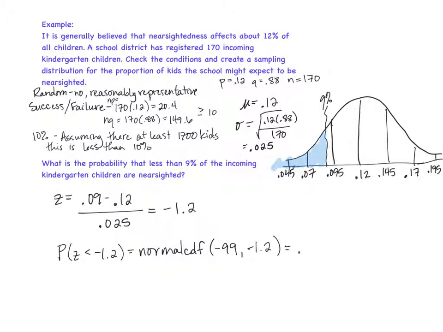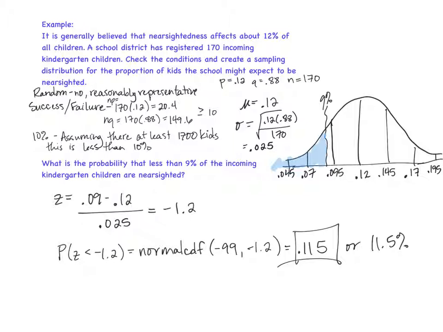And I get 0.115. So when I'm looking at this area under the curve, or the proportion of samples that would fall below 9%, I'm also looking at the probability that a sample would fall below 9%. So this is a 0.115 probability that a sample of 170 would fall below 9% kids that are nearsighted. So when we find that probability, we are basing that on this model that we've created based on what we think is happening.